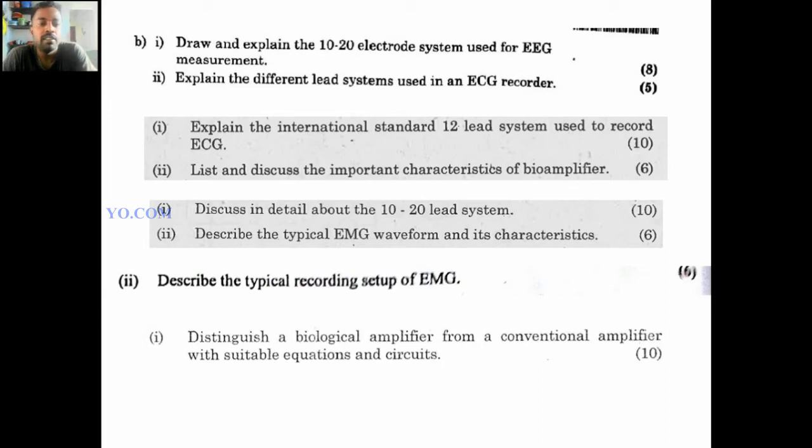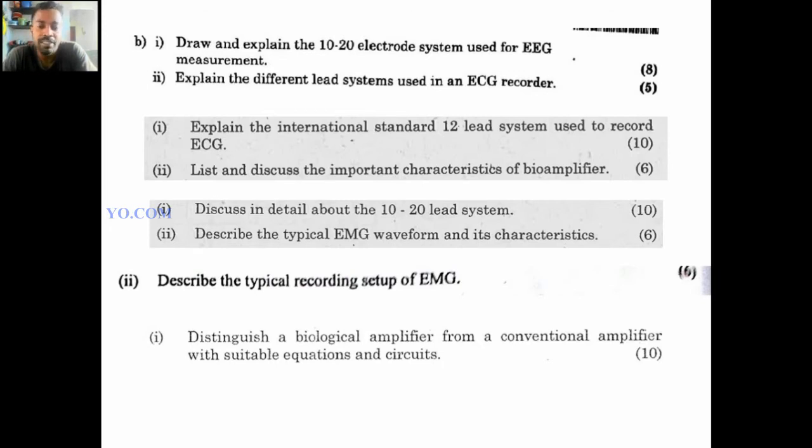Okay, right. So then discuss the detail about 10-20 lead system. The lead system is a very important question. ECG recorder, very important question. EMG recorder, very important questions. Okay, describe the typical EMG waveform and the characteristics.